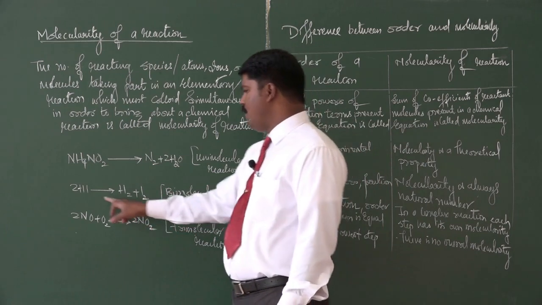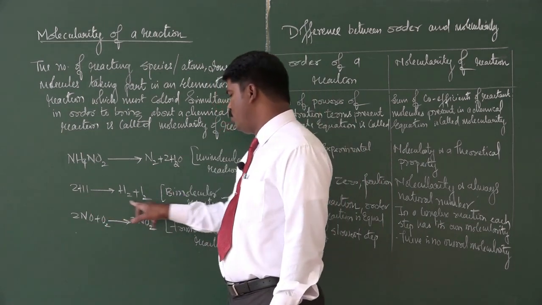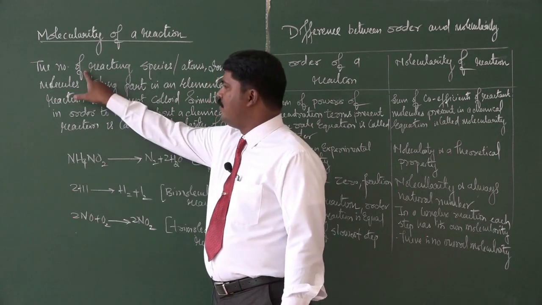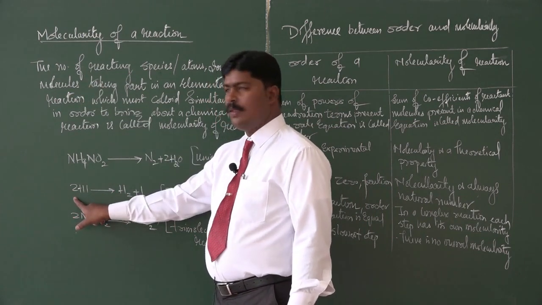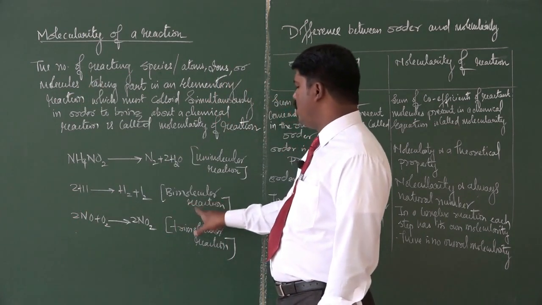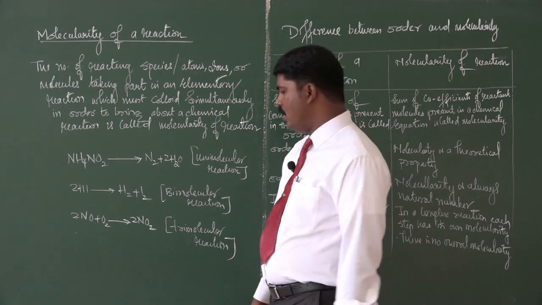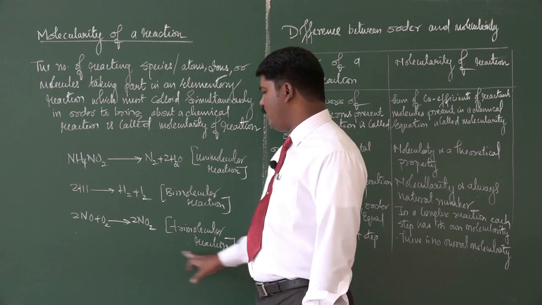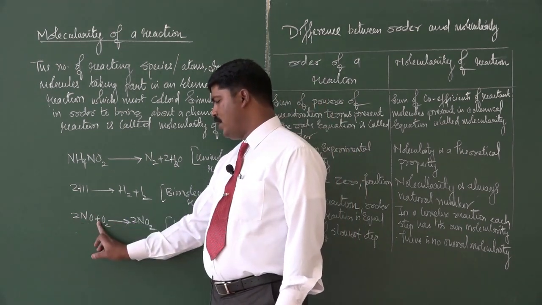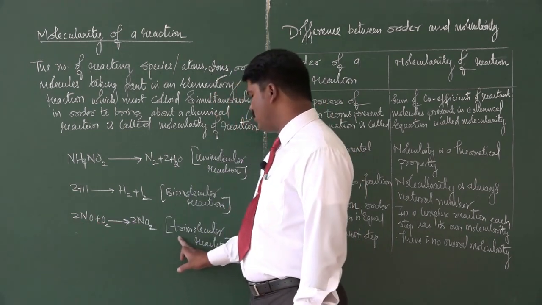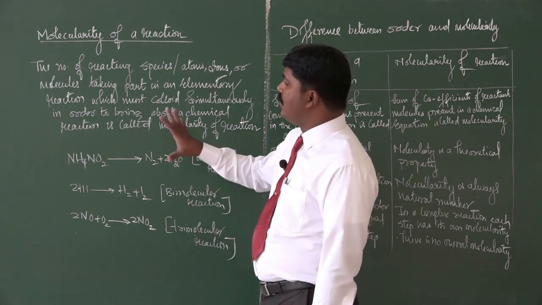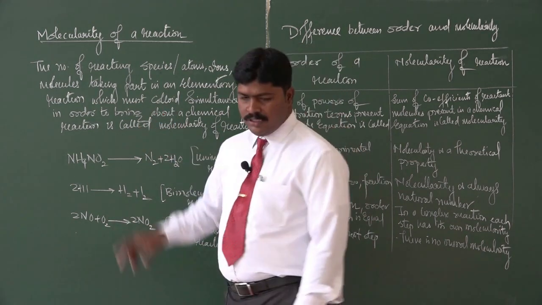Now, 2HI, hydrogen iodide, gives H2 and I2. How many moles of HI are there? Number of reacting species is 2. That means it is called a bimolecular reaction. Now, 2NO plus O2 gives 2NO2. It is called trimolecular. Focus on this: 2 plus 1, it is 3. That is called a trimolecular reaction. So, that is the logic here.